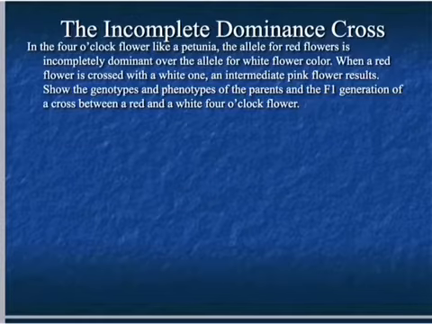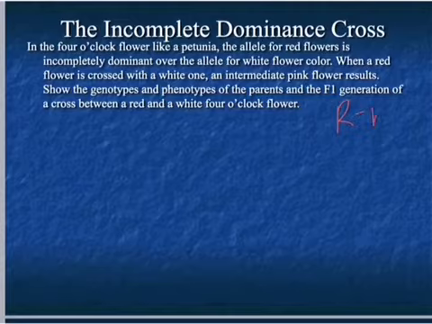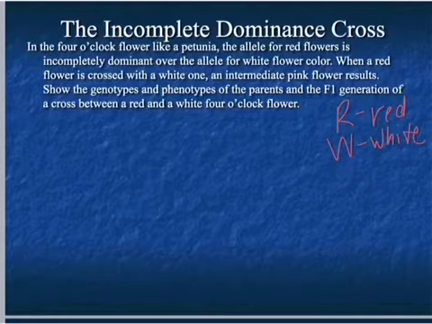Let's try this problem together. In the 4 o'clock flower, like a petunia, the allele for red flowers is incompletely dominant over the allele for white flower color. So we make our key, and we show that incomplete dominance by using an uppercase and a lowercase letter. When a red flower is crossed with a white one, an intermediate pink flower results.